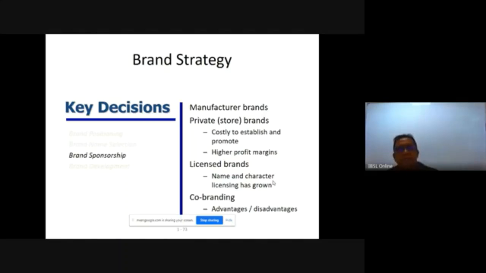Brand sponsorship, I said there are several methods. They are called manufacturer's brand. For example, Toyota, Honda, even Unilever. They come under manufacturer brands because there's a manufacturer who makes that product and sells it as the brand.